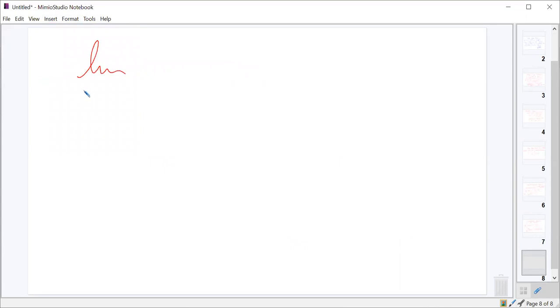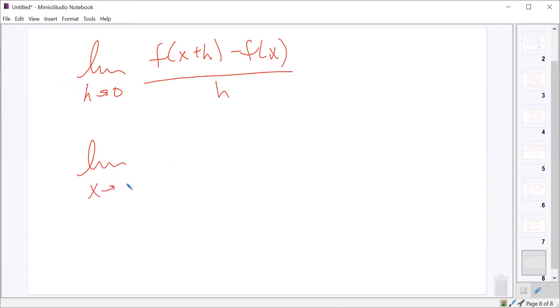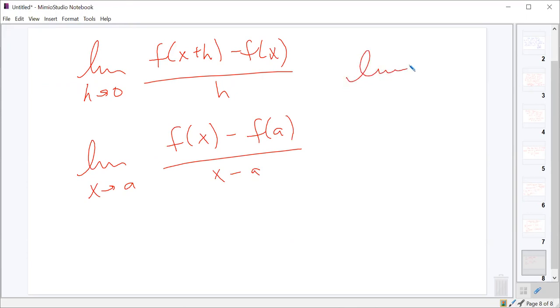Yeah. So the limit definition of the derivative is the limit as h approaches 0 of f of x plus h minus f of x all over h. It is also sometimes written as the limit as x approaches a of f of x minus f of a over x minus a. So these are both the limit definition of the derivative.